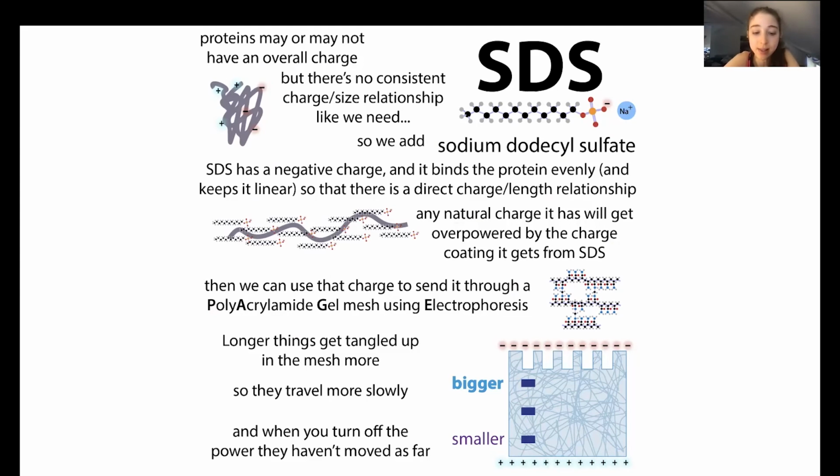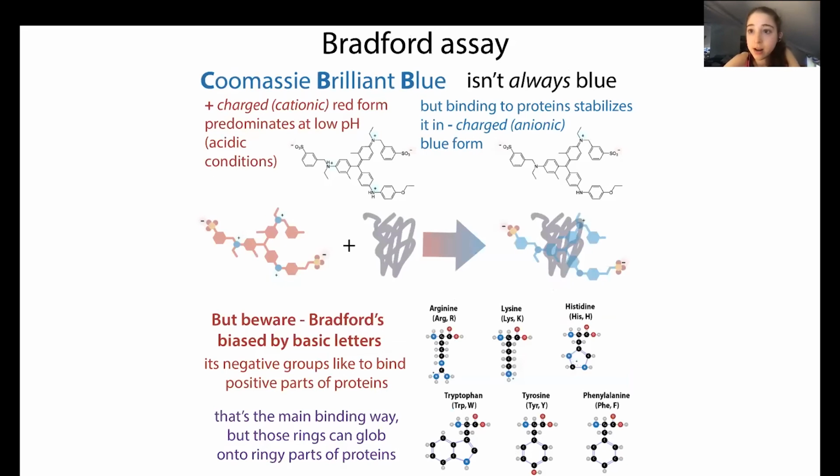In that case, we're talking about the overall PI, the overall charge of the protein being really important. Another place where charged residues or amino acids might come into play, and that you should be aware of, is with the Bradford assay, and also with staining gels. So Coomassie Brilliant Blue is this stain that we often use, and we can use it for Bradford assays to try to determine how much of a protein is present.